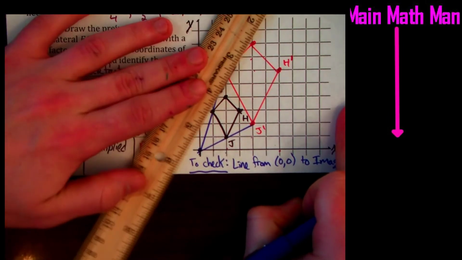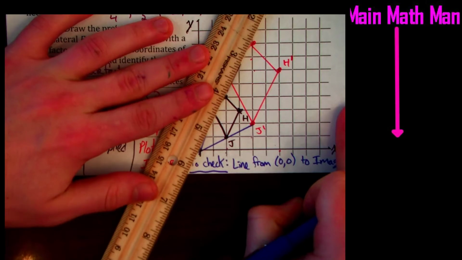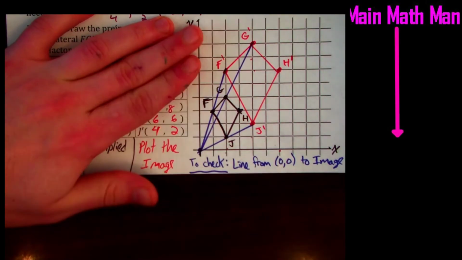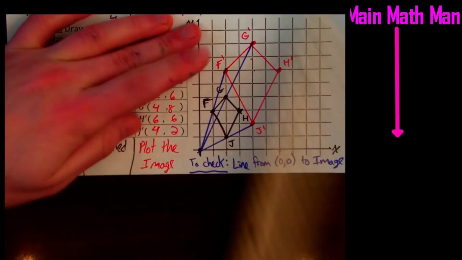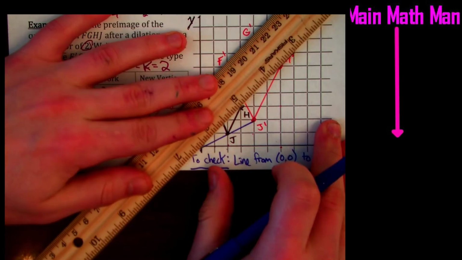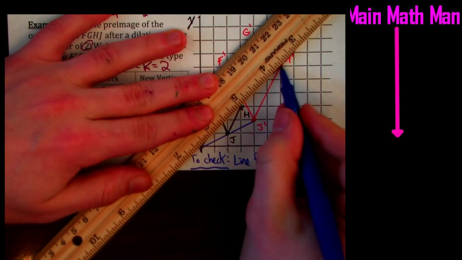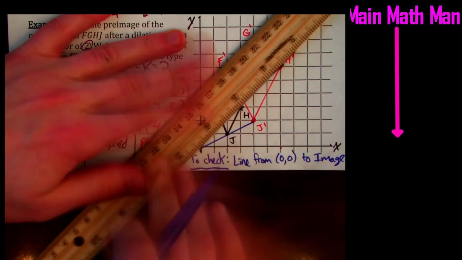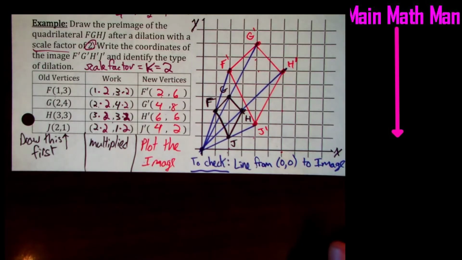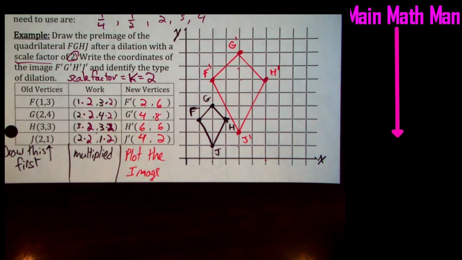G and G prime fall on the same line from the image to the origin. And H and H prime fall on the same line from the image, and yep, you guessed it, to the origin. Again, using those tools, using those straight edges, you can use the back of a calculator, you can use a ruler or a protractor, whatever works best for you.